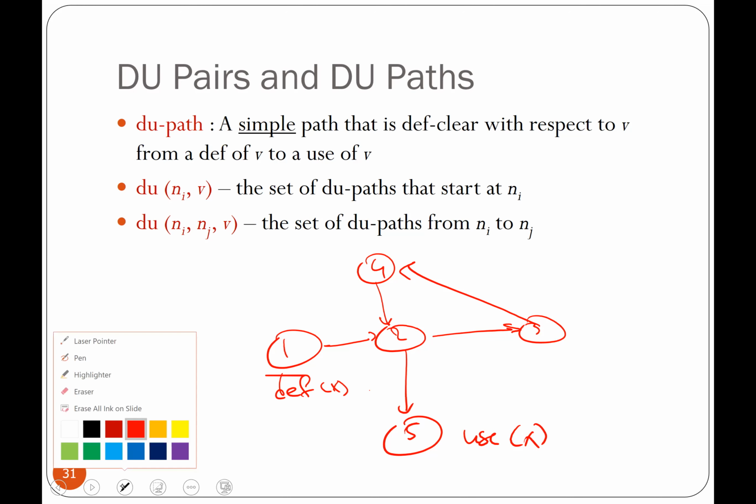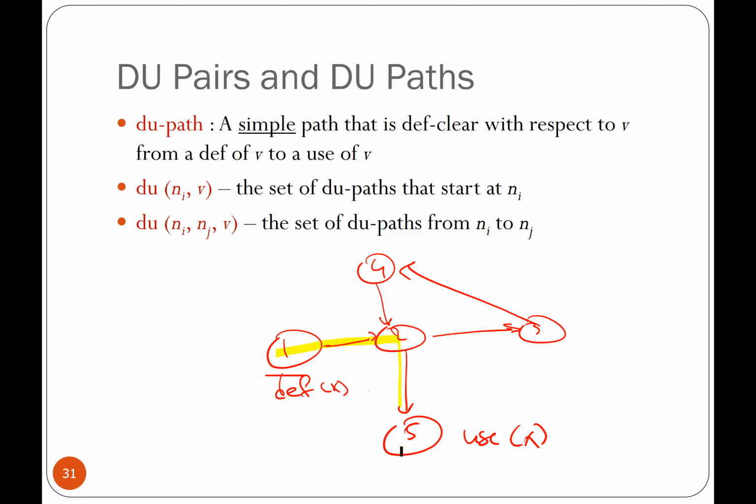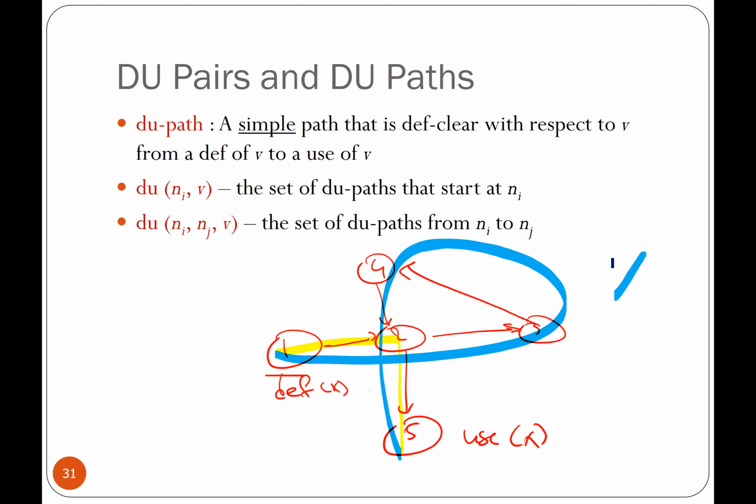So, let me just do this quickly. This would be a DU path, 1, 2, 5, because it's simple, and I said 1, 2, 5, no nodes are repeating. However, this path over here is not a DU path because it says 1, 2, 3, 4, 2, 5, and again, the number 2 shows up twice, okay? So I discard that as a DU path, okay?